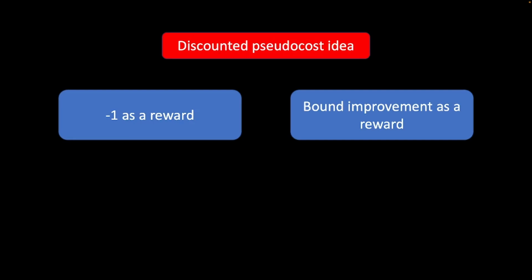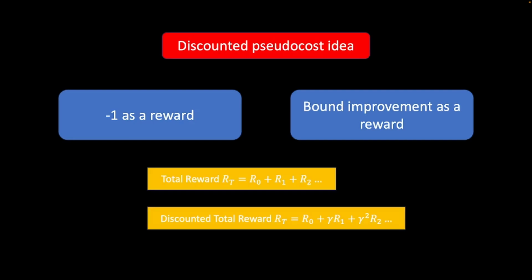When we branch on a variable, we record the bound improvement in its pseudocost, but we don't keep track of what happens after that, right? So what happens in the future. That's the idea. I want to extend this idea to the total reward setting or discounted total reward setting, and that's why I called it discounted pseudocost. Let's see how that works in practice.